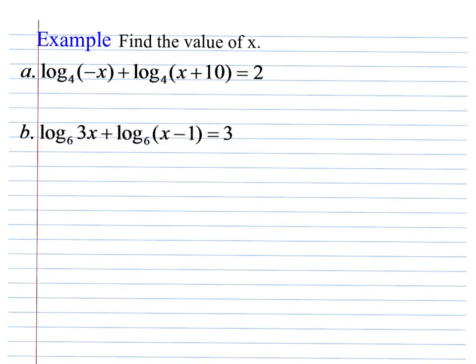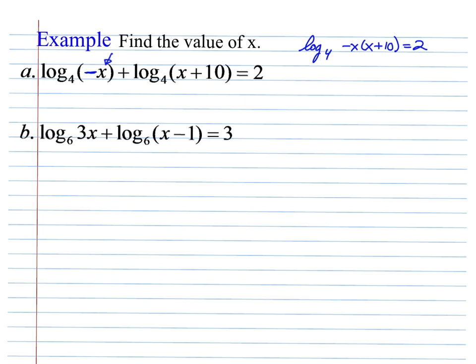So for this one, we're going to simplify it, and we don't know what our value of x is. Just because there's a negative there doesn't mean it's not going to eventually turn positive. We don't know what it is yet. We need to figure it out. So we're going to have log base 4. Since it's addition, we know we're going to be multiplying. So we're going to have -x times x plus 10 is equal to 2.